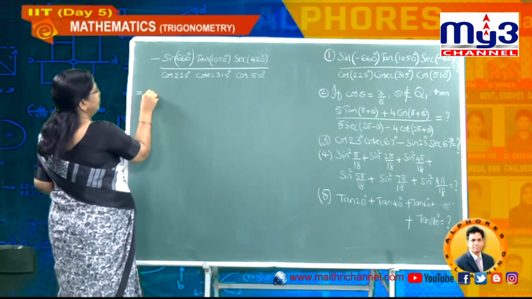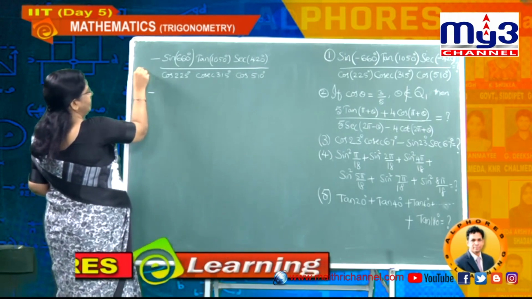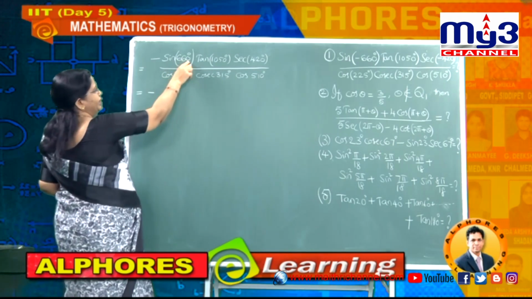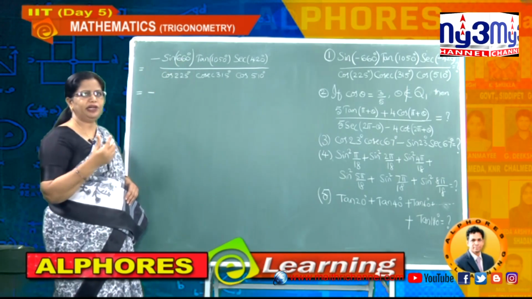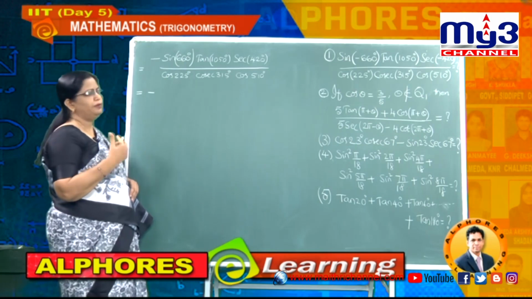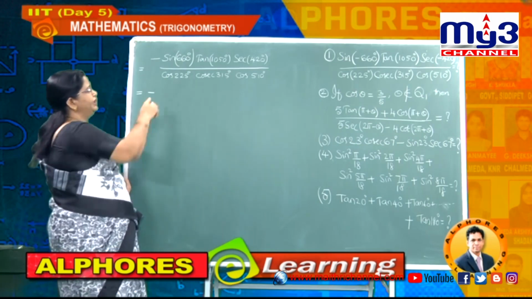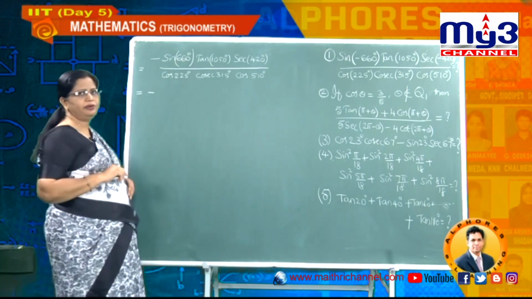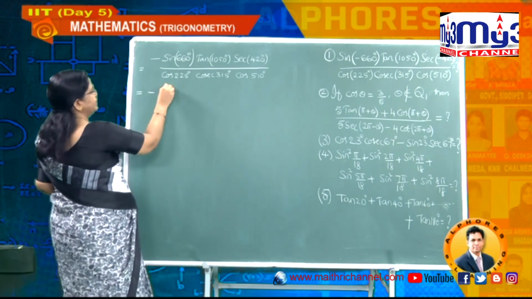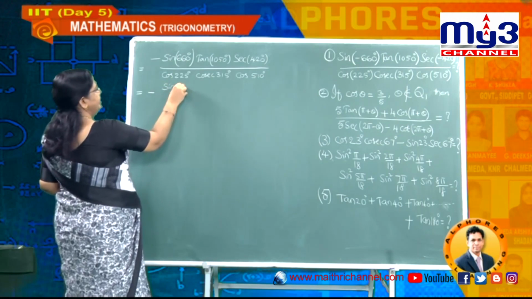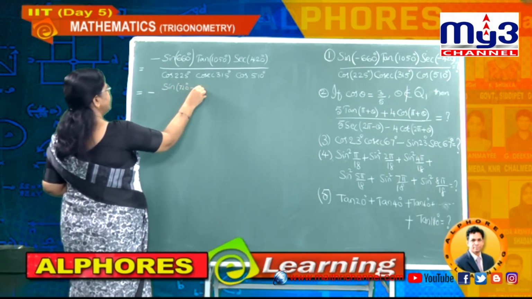This is equal to minus sine 660 degrees. It is nearer to which multiple of pi? That is obviously, you know, 720 degrees. So 720 degrees minus how much do I have to write now? 60 degrees. This is sine of 720 degrees minus 60 degrees.